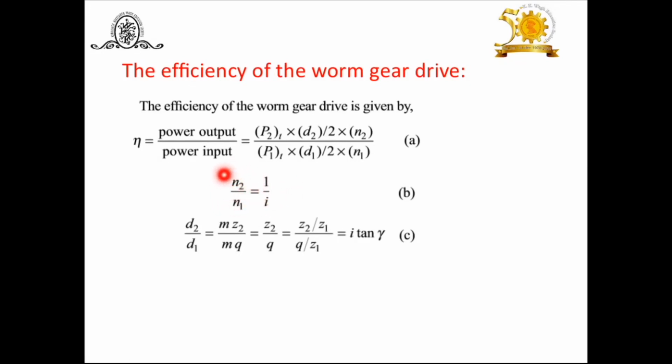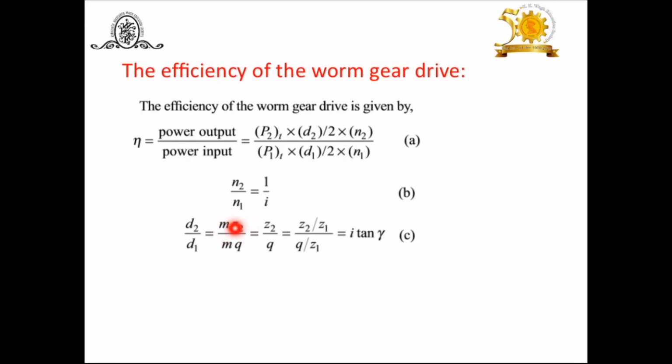N2 is the speed of the worm gear and N1 is the speed of the worm. From this expression you will get N2 upon N1 is equal to 1 by i, and this arrangement is made to substitute this value in the equation of efficiency. Further we know that D2 is the pitch circle diameter of the worm gear, which is given by m Z2.